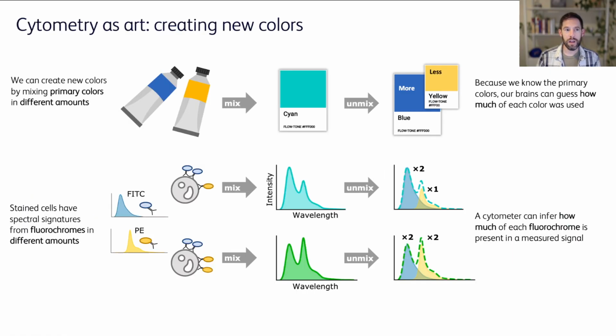Well, hopefully the connection to cytometry is starting to become a little bit more clear. Just like painting allows us to create new colors by mixing primary colors in different amounts, cytometry allows us to create cell-specific colors or spectral signatures by combining different fluorochromes in different amounts. So for example, if I have some blue emitting FITC and some yellow emitting PE, if I mix those in different quantities, one cell may have more blue and less yellow. One cell may have equal amounts of blue and yellow, giving us a new representative color for each phenotype represented by our cells. And just like our brains can estimate the underlying amount of each primary color that went into creating a new mixture, a cytometer can infer how much of each of those individual single fluorochromes was present in the final measured spectrum that I measured on a specific cell.